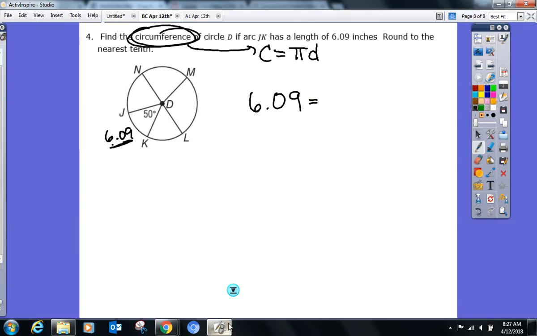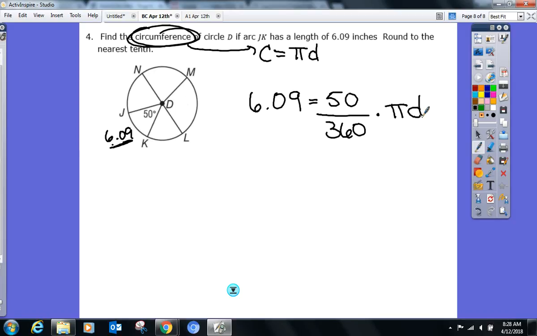Okay, Lauren, let's go. Arc length is equal to what? Okay, stop. Measure of the arc, what is it? 50 over 360 times pi d. Do I know the diameter? Nope.